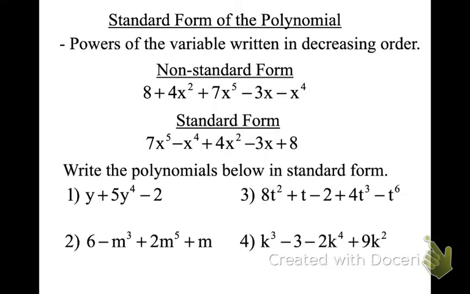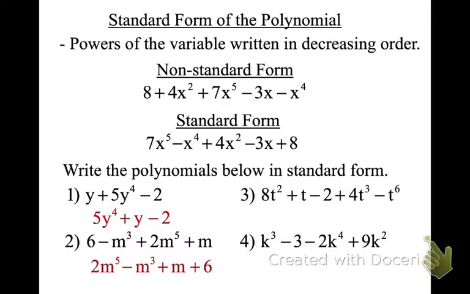Okay. So today we're going to write these polynomials in standard form. Take a minute and go. Now let's check our work. Number 1 should be 5y to the 4th plus y minus 2. Number 2 should be 2m to the 5th minus m to the 3rd plus m minus 6.